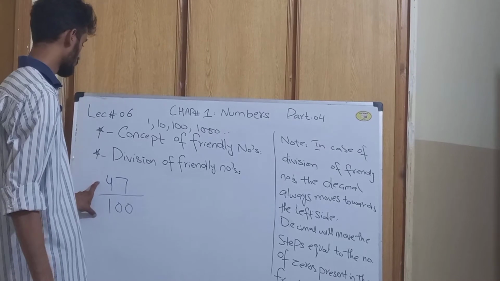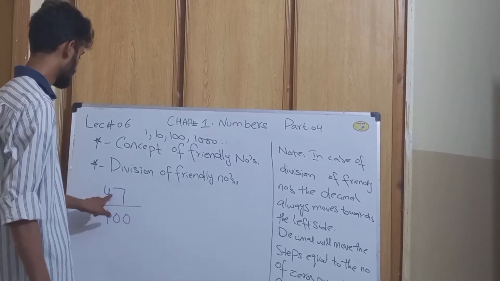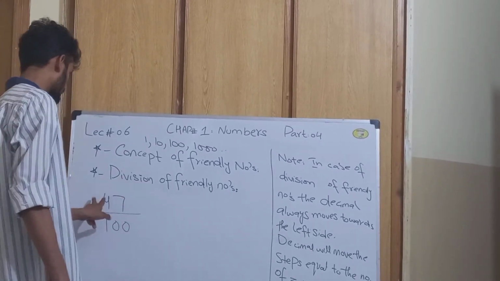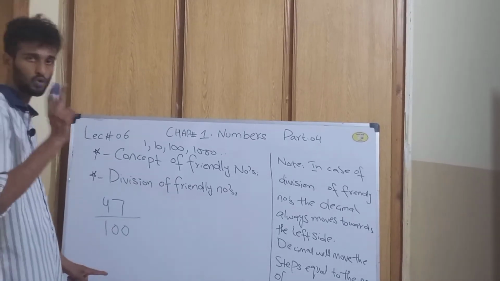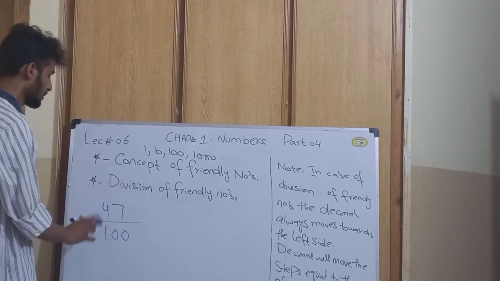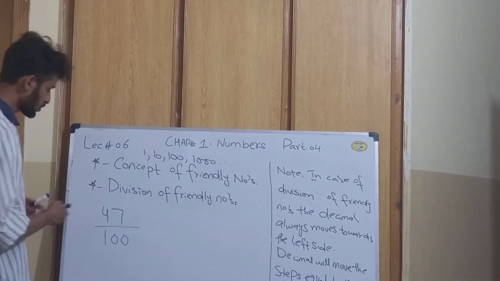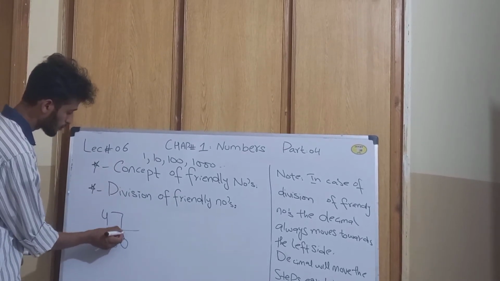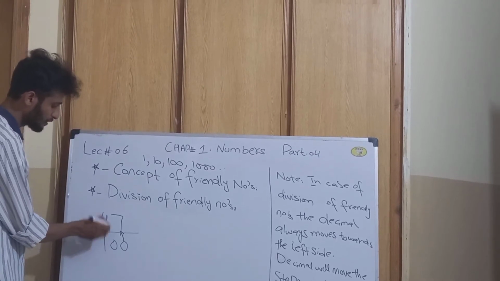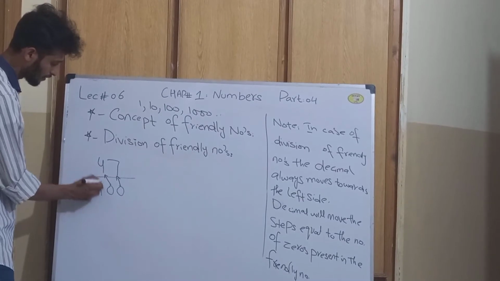Now we solve this question by another method. For example, we know that the decimal in this number is present at the end and it goes 2 steps backwards, because in this friendly number there are 2 zeros present. But we do it by another method. This 0 wants to go upwards, but it will be blocked by 7. This 0 wants to go upwards, but it will be blocked by 4. But there is no one to block the 1.